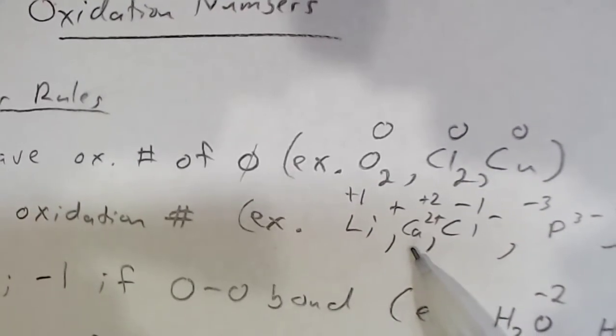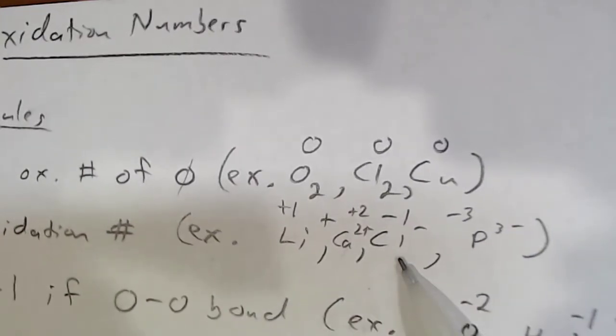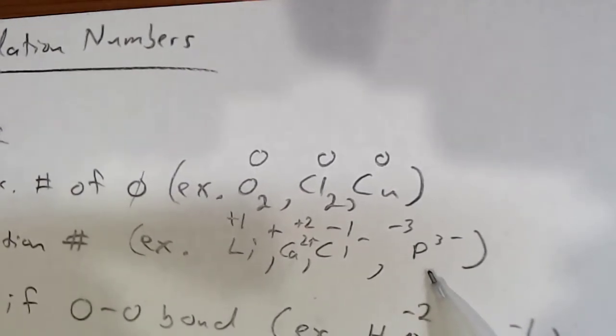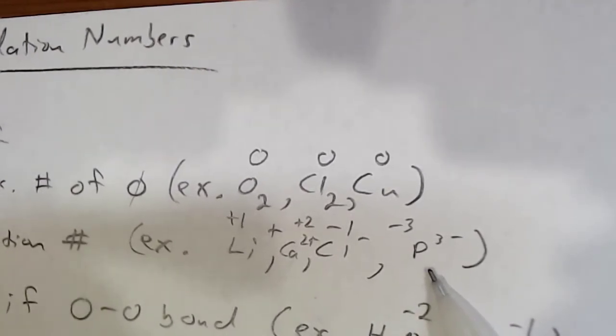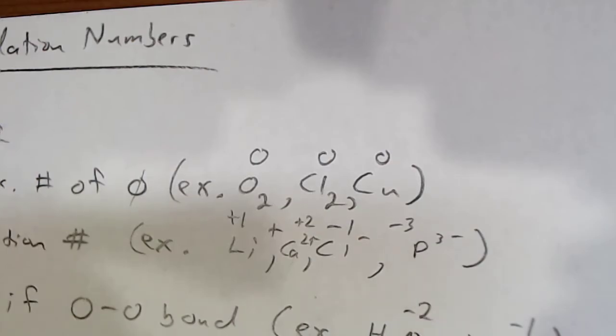Similarly, calcium is in group 2A. If it's an ion, then it has a +2 charge, and so it has a +2 oxidation number. Chloride is in group 7A. Those tend to gain 1 electron to get a noble gas configuration. So they get a negative charge and a -1 oxidation number. But if you had phosphide, group 5A, they tend to gain 3 electrons to have a noble gas configuration. So they might have a 3- charge and hence a -3 oxidation number.